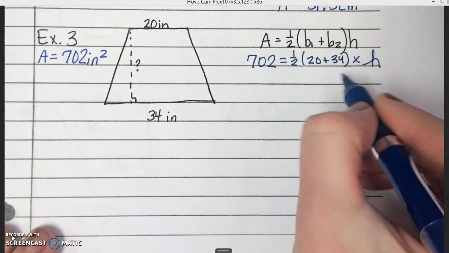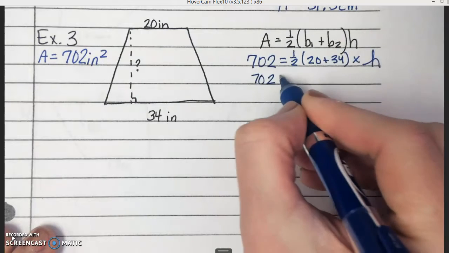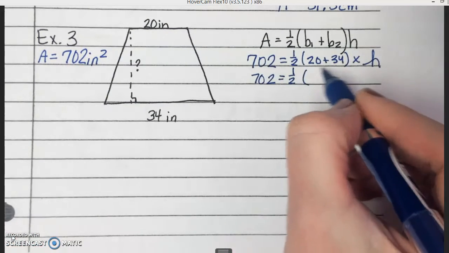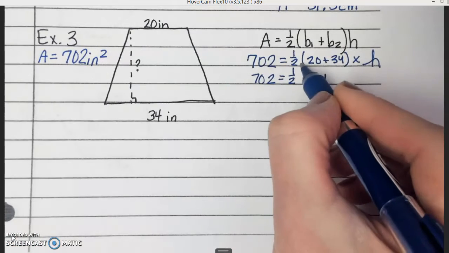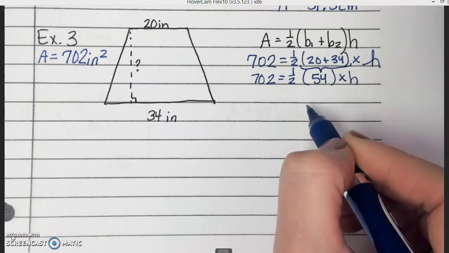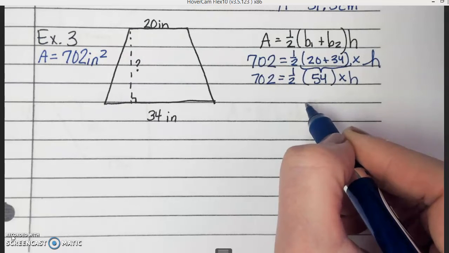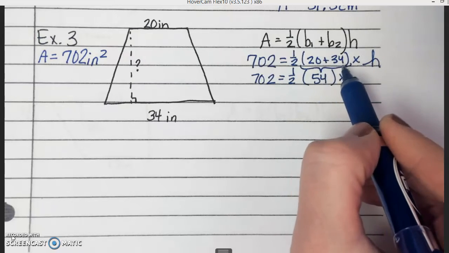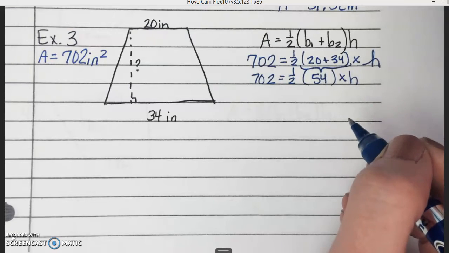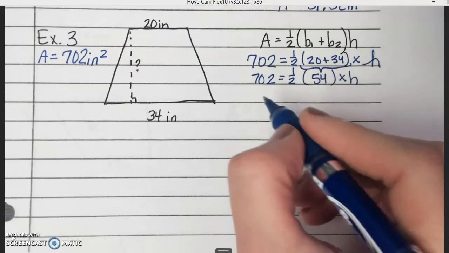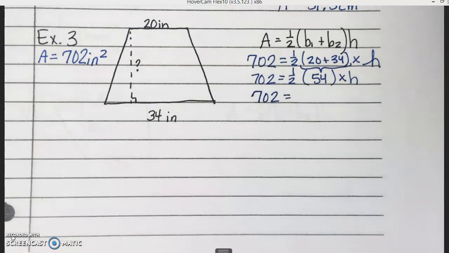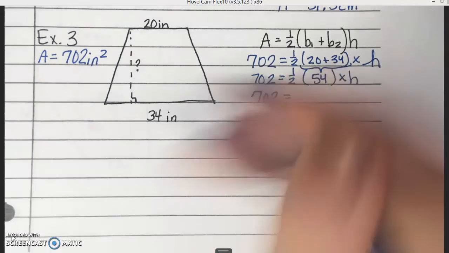Alright, so parentheses first. And notice how I copy my formula each time. Make sure you're copying your formula each time. You're just taking one step at a time down. I went ahead and did 20 plus 34, so I did that in my head. Alright, so then we get down to the part where we have to half 54. So 54 divided by 2 is 27.